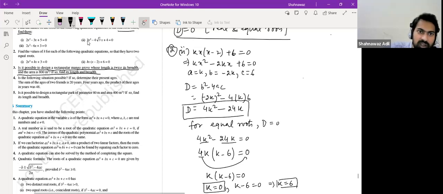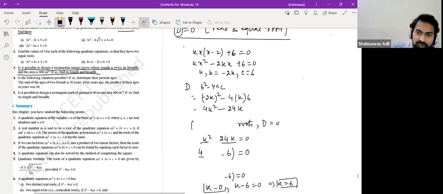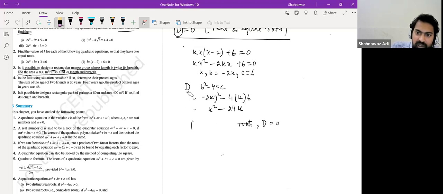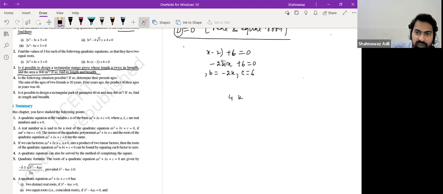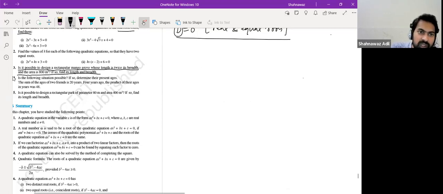Okay, yes, Shaima. So first we need to find the quadratic equation that we have to solve. So we have to follow three steps. First, we find the quadratic equation. Second, we find the nature of the roots. And third, we find whether the root exists or not, right? So is it possible to design a rectangular mango grove? What is the dimension of a rectangle? 1D, 2D, or 3D, Shaima? How many dimensions are there for a rectangular thing?